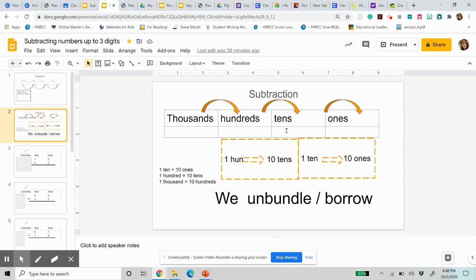So if I have 10 and I unbundle it, I can make 10 ones. If I have 100 and my 10 friend needs some over here, I can unbundle it and give them some, right? I can give them 10 tens. If I have 1,000 and they need to borrow some, I can unbundle myself and I can give them 10, right? So 100 would equal 10 tens, 10 would equal 10 ones, and so this is when we unbundle or we borrow. All right, so let's look at subtraction.